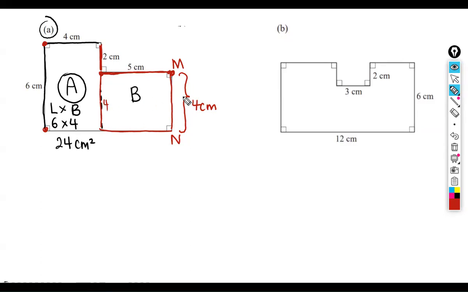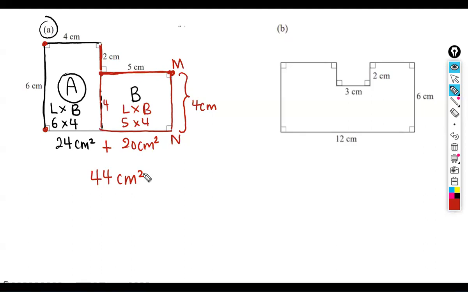And the opposite sides would have the same exact length. So for B it is length by breadth, which is 5 by 4, which is 20 centimeters squared. So you add both of them and you all got 44 centimeters squared. So that's one way of doing that question.